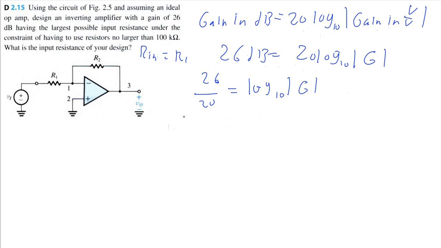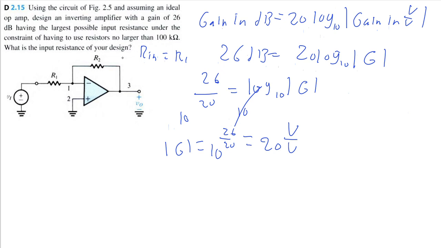I can get rid of that log by raising both sides to the power, or setting it as exponents with the base of 10. So I get the absolute value of G is equal to 10 to the power of 26 divided by 20. Plug into my calculator, we get about 20 volt per volt.